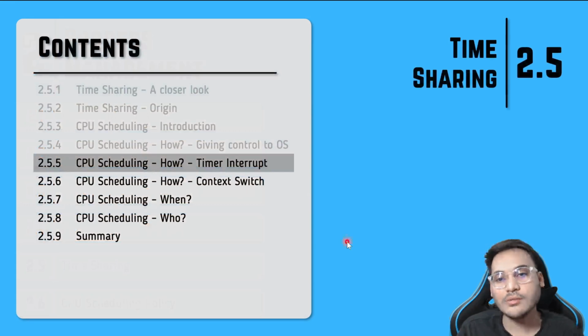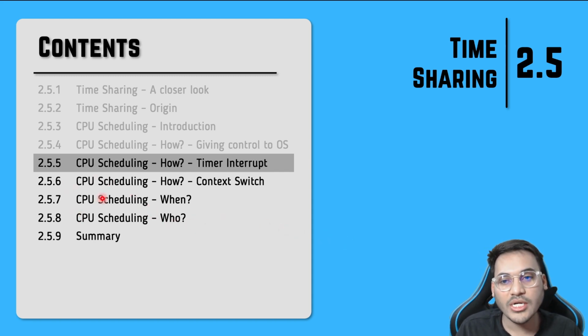So, as you know, in this topic, we are talking about the concept of time sharing, where the operating system shares the CPU time among the multiple processes that are there in the system. This technique basically allows us to run more programs on a limited number of CPUs. And this concept of time sharing, as we know, is implemented via something called CPU scheduling.